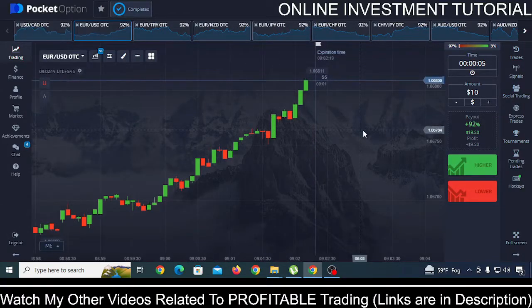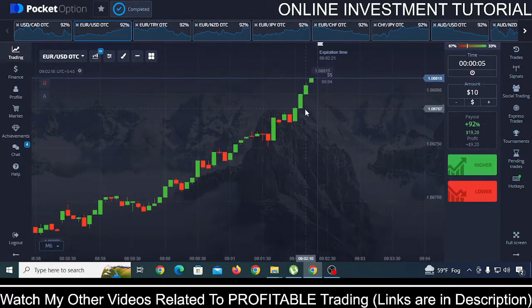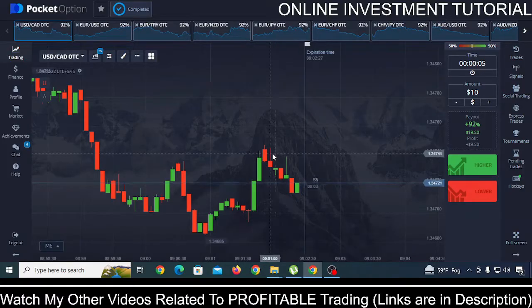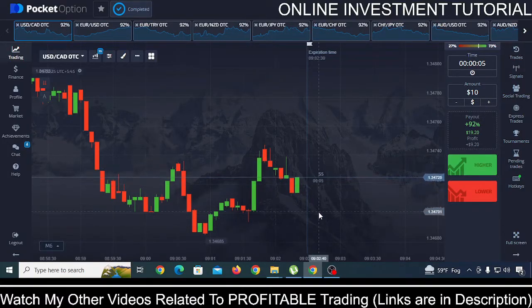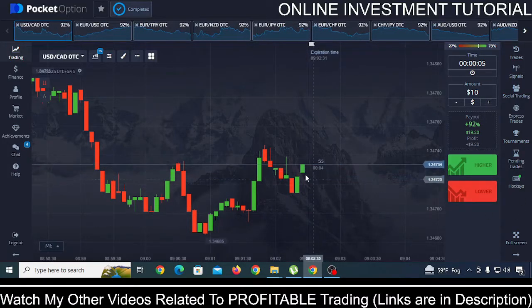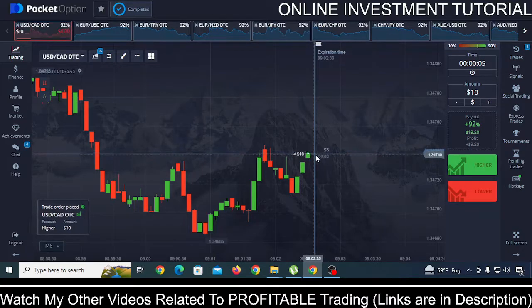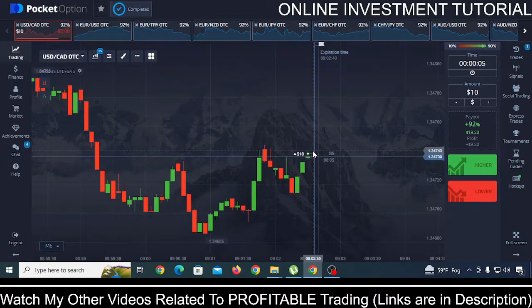So how this strategy works is, wherever the market is going, okay, so if it is going up, you make a trade on higher whenever the candle starts. Okay, and if this candle is going down, if the market is going down, then you should go in lower. Okay, so for example, let's say 3 seconds, 2 seconds, 1 second, now another candle will start, click on higher. Okay, make a trade by clicking on higher. In this way you need to make trades.